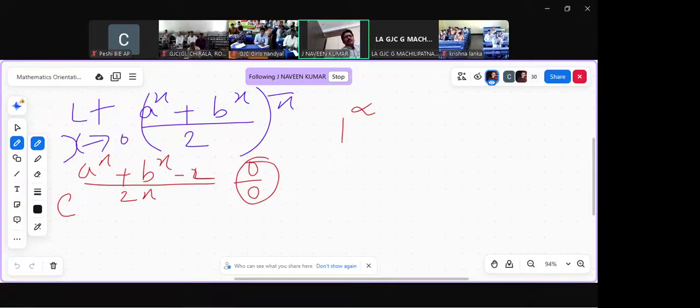Majority of the questions will be in the form of either 0 by 0 or infinity by infinity. So here, when the question is in the form of 0 by 0, immediately we can apply the derivative. E to the power of a power x log a plus b power x log b minus 0, by 2.